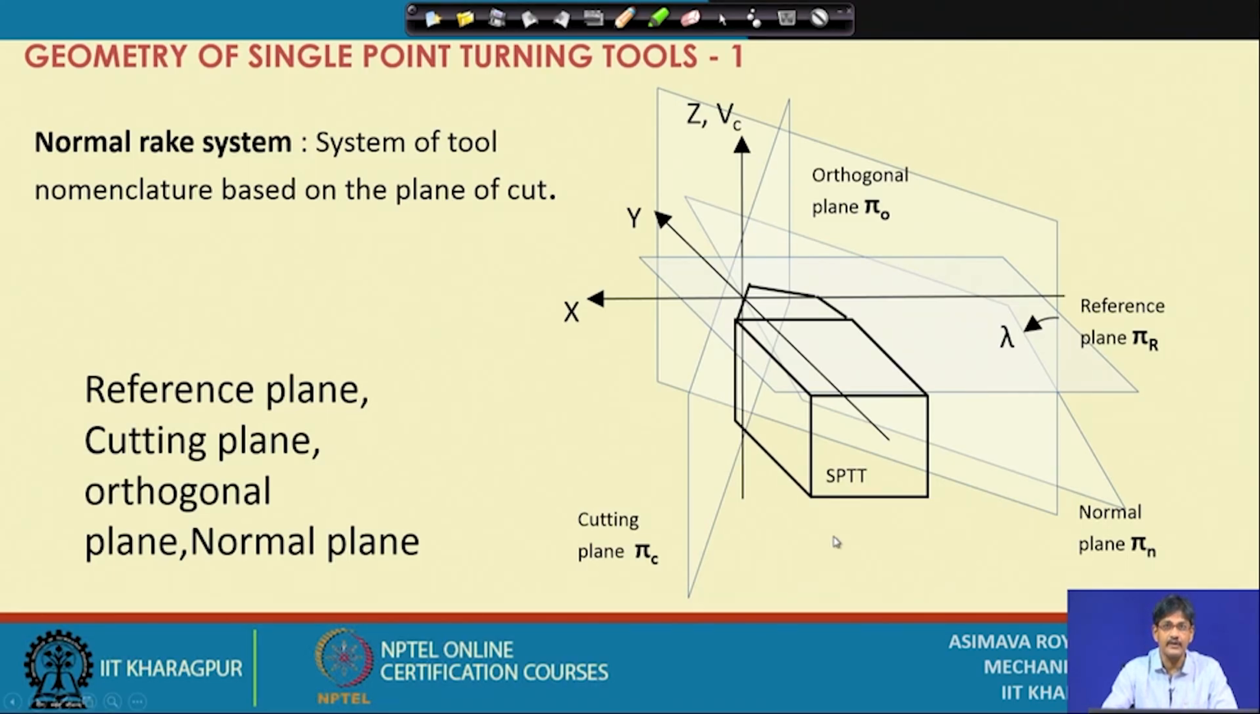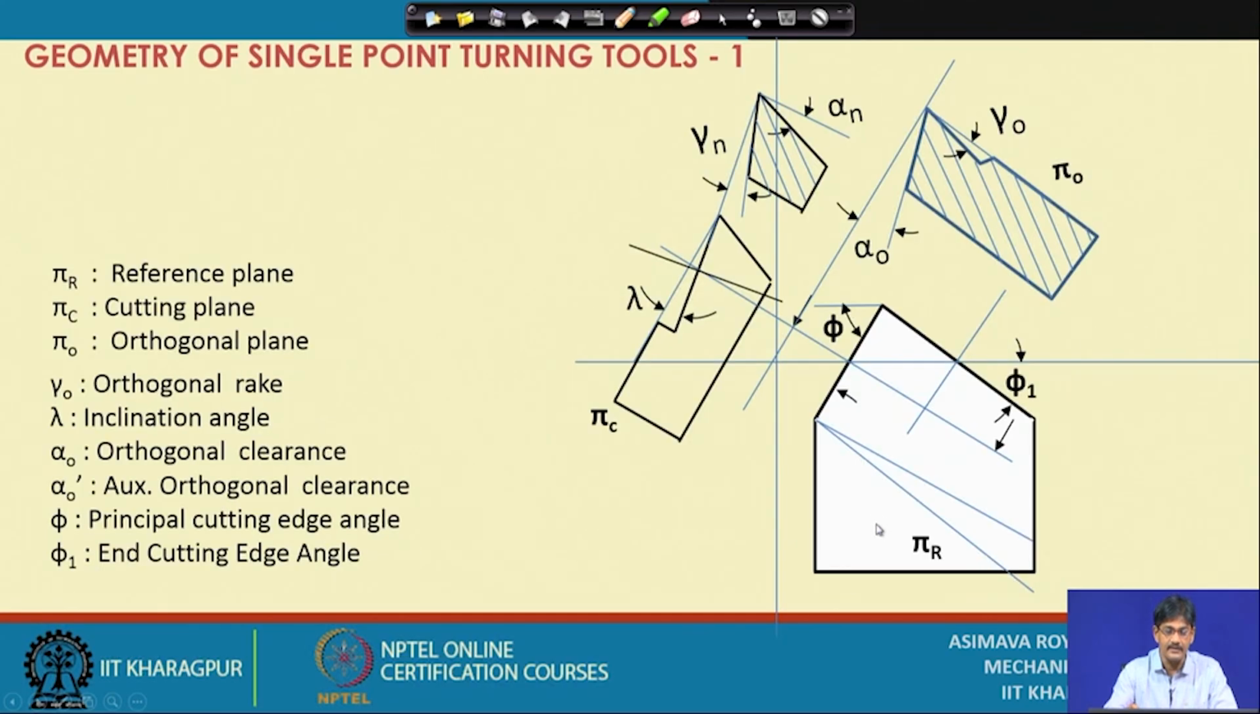So, it would look somewhat like this. We have this tool in the plan view, we have the section in the orthogonal plane, we have the view in the cutting plane, and then if we make a section this way, sorry, I have not shown the section arrows. If we make a section along this particular line, then we will get a sectional view in which the normal rake will be coming out here.